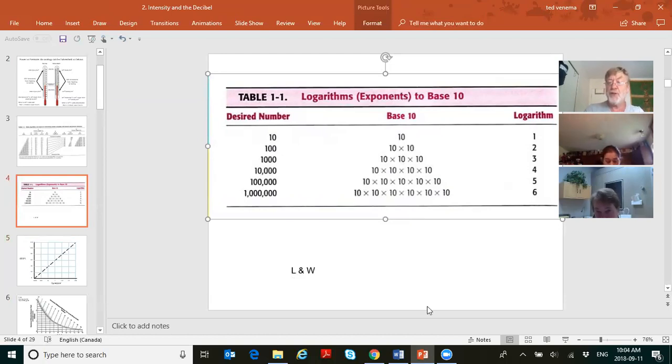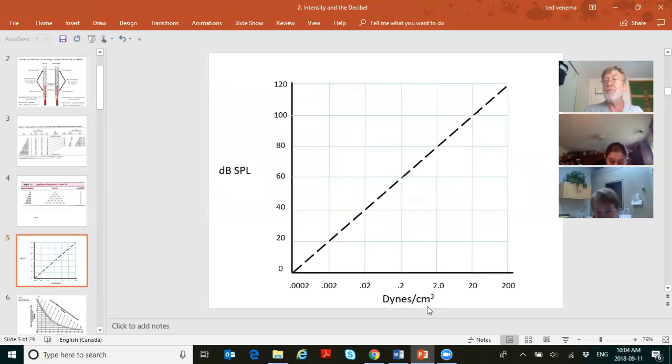That's 10 multiplied by itself 6 times. Okay? And that's also seen on this picture here. Multiplied by itself 6 times. 2, 3, 4, 5, 6. 5 o'clock, 6 o'clock, rock. 7 o'clock, 8 o'clock.